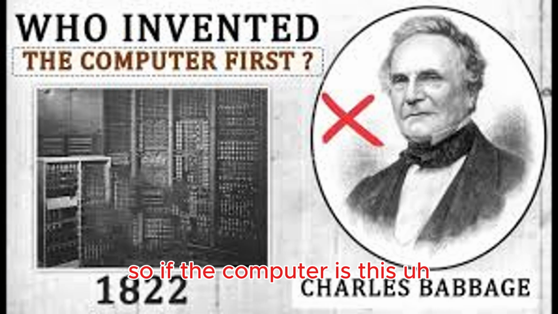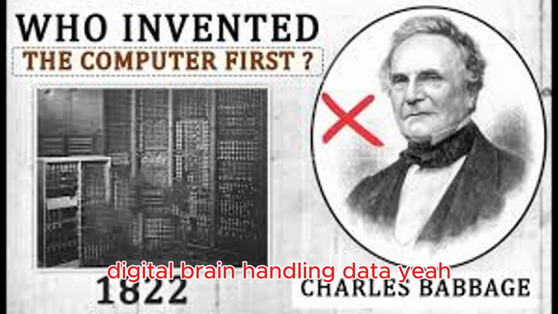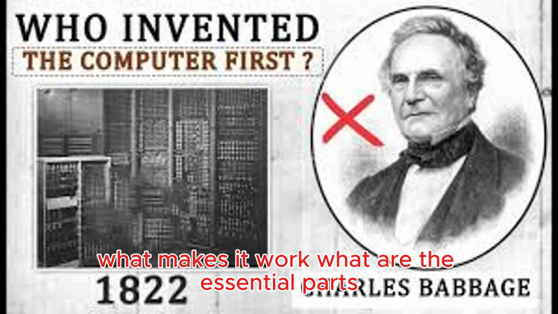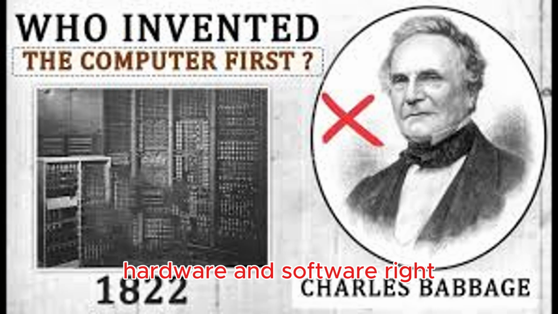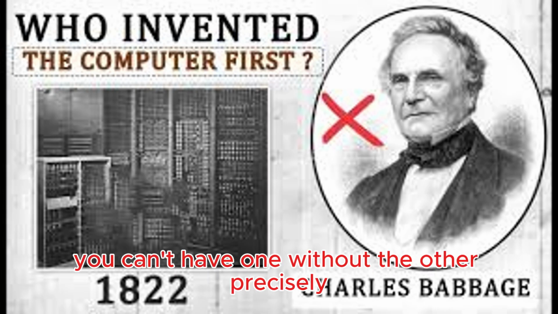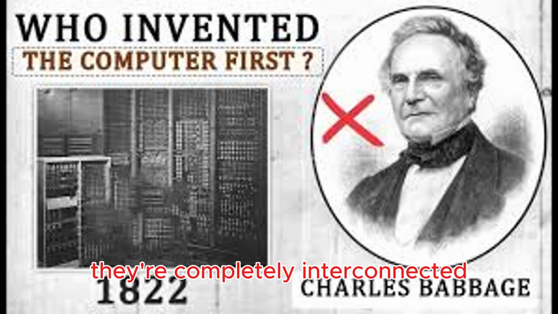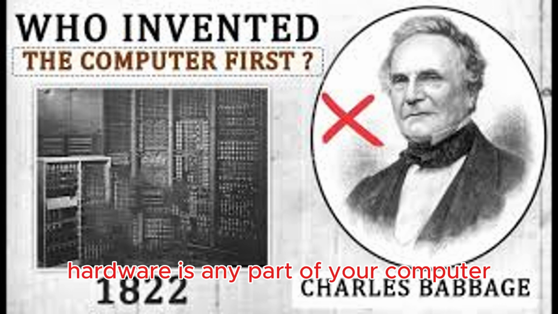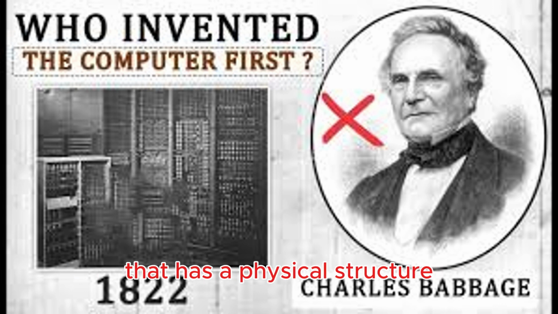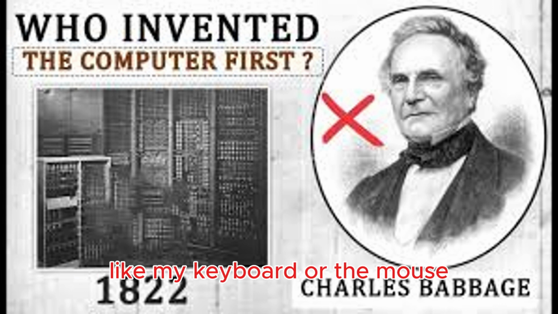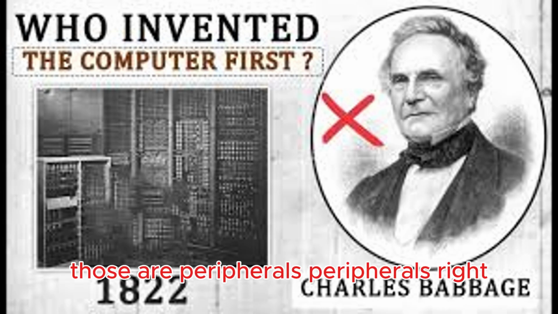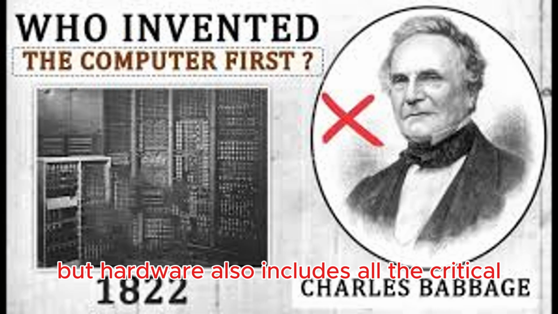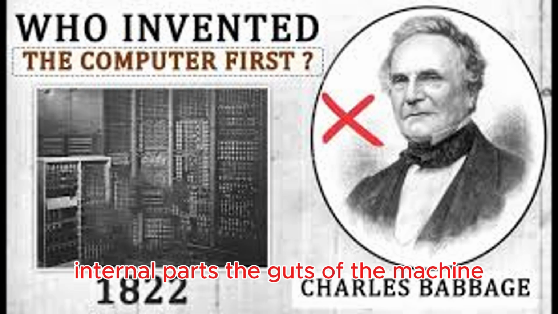So if the computer is this digital brain handling data, what makes it work? What are the essential parts? Now we get to the fundamental duo, hardware and software. Right, the two sides of the coin. You can't have one without the other. Precisely. They're completely interconnected. Let's start with hardware. Hardware is any part of your computer that has a physical structure, stuff you can actually touch. Like my keyboard or the mouse. Exactly. The keyboard, the mouse, the monitor you're looking at, those are peripherals. But hardware also includes all the critical internal parts, the guts of the machine.